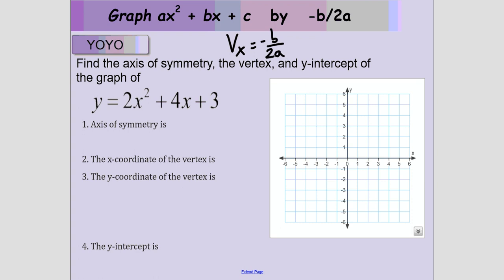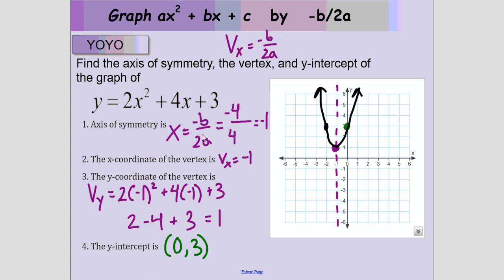Okay, if I go through it, here's what it looks like. The axis of symmetry is at negative b over 2a. A is 2, b is 4, c is 3. Negative b over 2a will be negative 1. That's also going to be the vertex's x-coordinate.